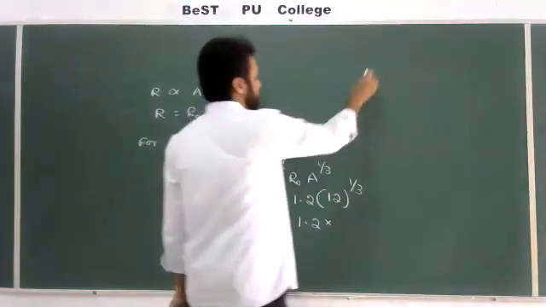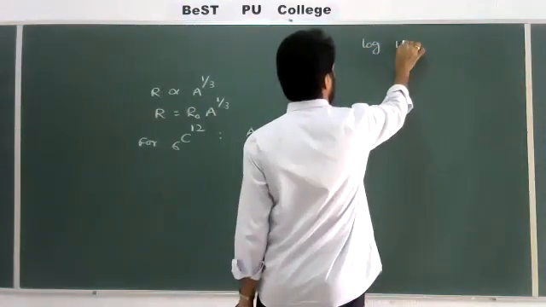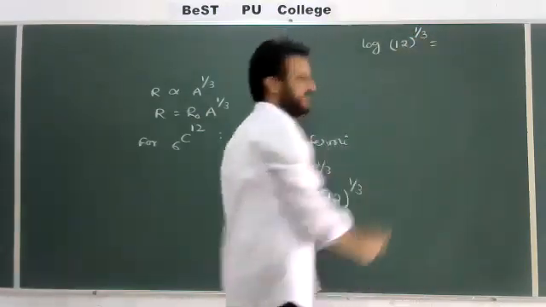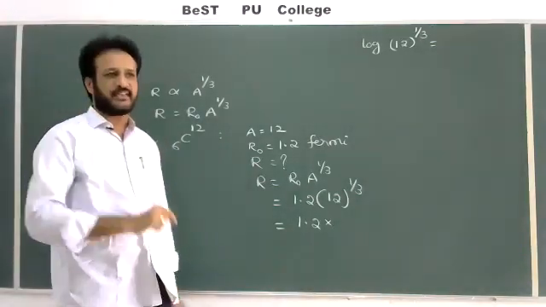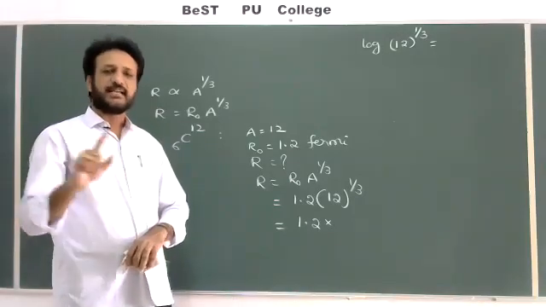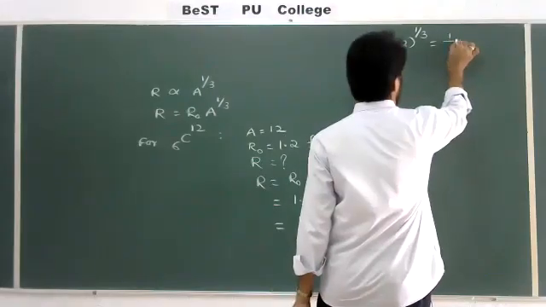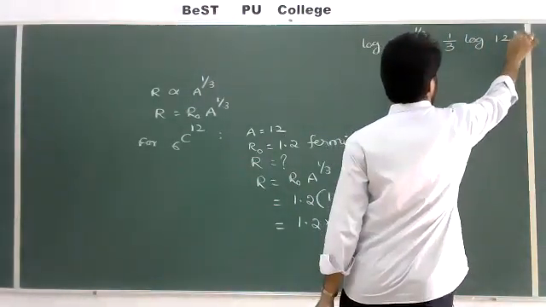We should take a log. So here I'll take log of 12 to the power of 1 by 3. So the logarithm I am taking is equal to log 12 to the power of 1 by 3. If log m to the power of n is given, we should use the formula n into log m. Log a to the power of b is b into log a. Same model. Here 1 by 3 into log 12 should be written.